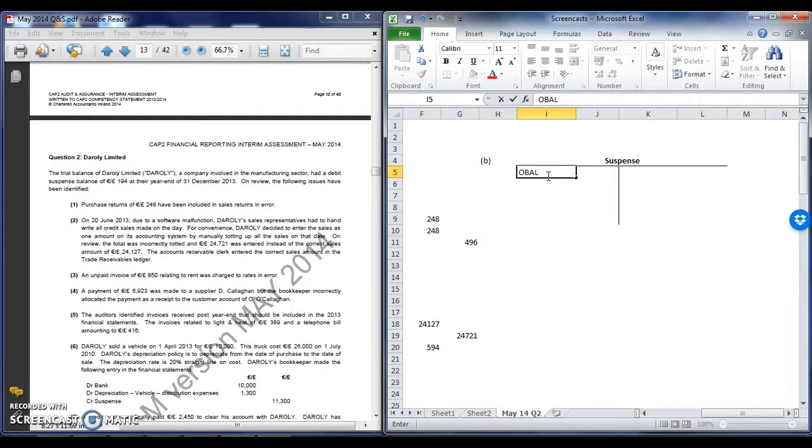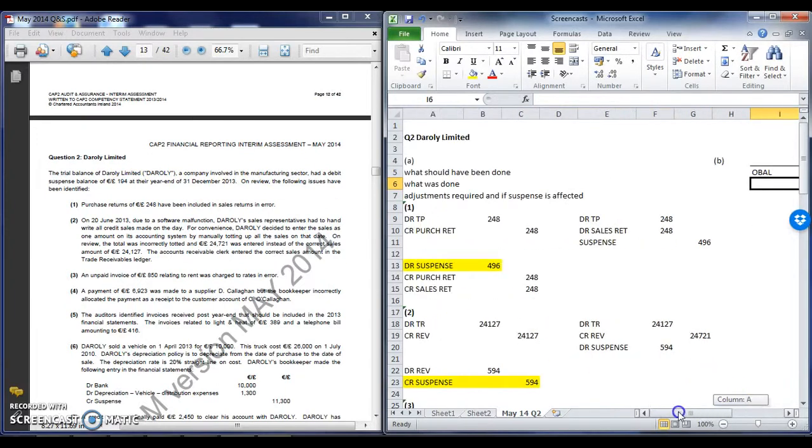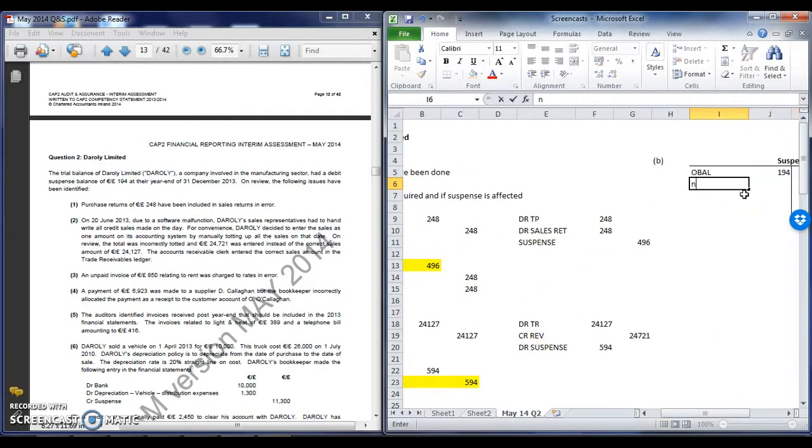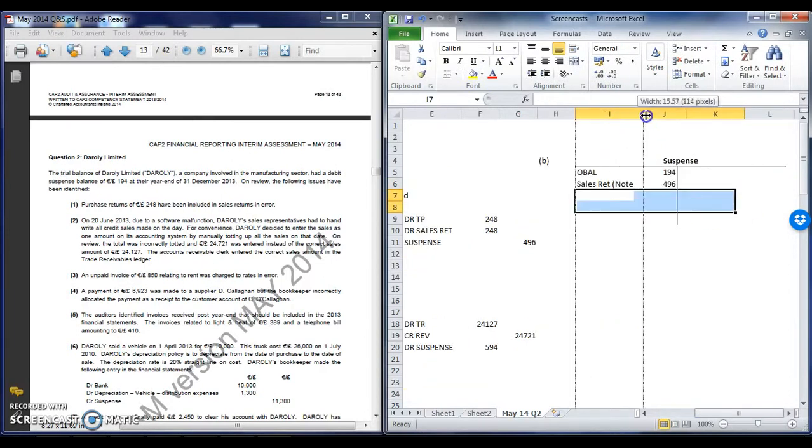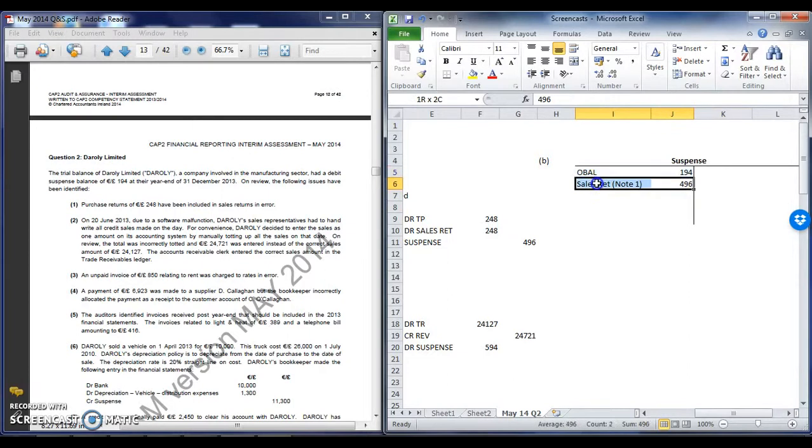We're told it is 194 on a debit side. And now I'm just going to make adjustments down along for part 1 to part 7. So note 1 suggested a debit suspense 496. Note 1, debit 496. Now again, instead of putting note 1, you might put sales return and then put in brackets note 1, just to cross-reference. I think either is acceptable. It's entirely up to you. Just make sure you cross-reference where the adjustment is coming from.